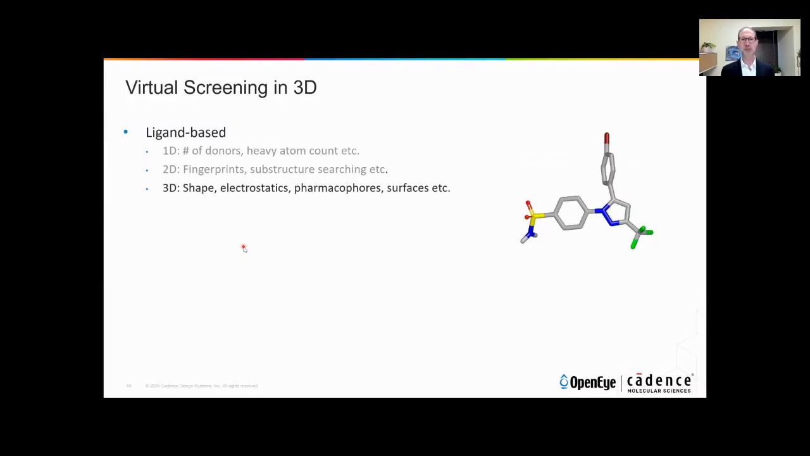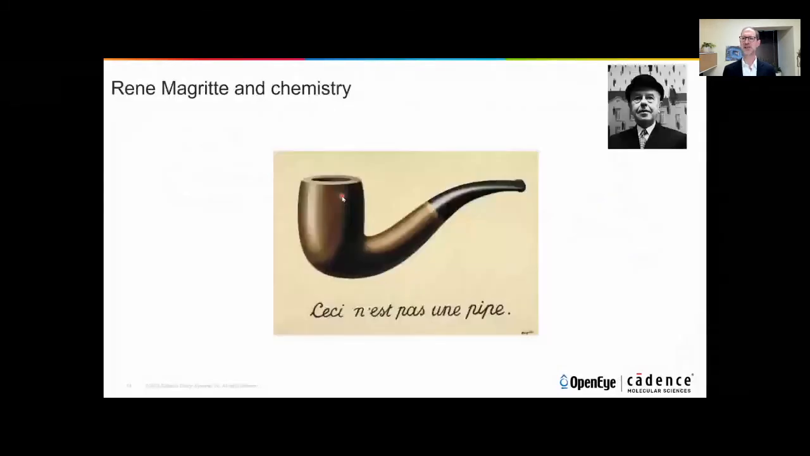Okay, so now we're ready to actually do some 3D virtual screening. We can start to look at shape, electrostatics, and pharmacophores. But before I do that, I'd like to take a short break from the plots and the charts and the science and talk a little bit about art, and particularly early 20th century Belgian surrealism.